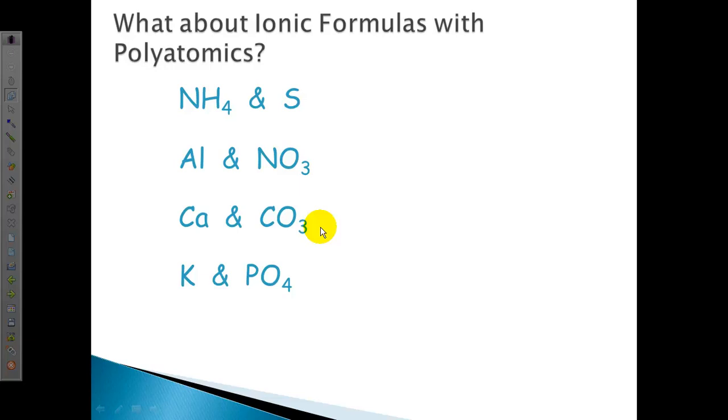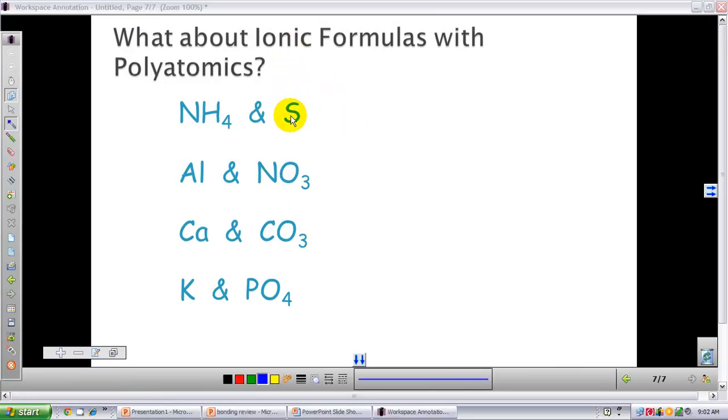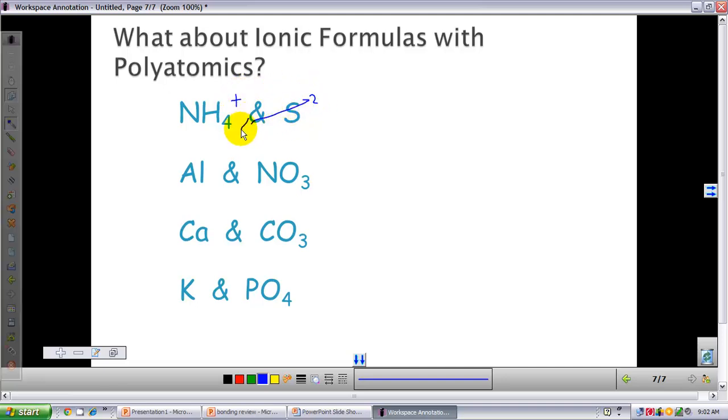Well, let's look at these. Ionic formulas with polyatomics. Again, they're going to act like a metal and a nonmetal. Ammonium is one of our few cations on the chart. It has a +1 charge. Sulfide has a -2, so you need to crisscross and drop. But when you do that, ammonium stays ammonium, but you need 2 of them, and you only need 1 sulfide.